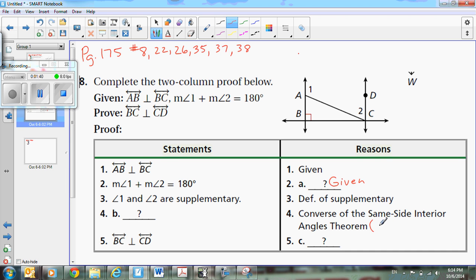shorthand of the theorem. So the converse of the same side interior angles theorem says if we have same side interior angles supplementary, we may conclude that we have parallel lines. So we've just shown that we have these same side interior angles supplementary. So what are the two lines that we are concluding must be parallel? Well, that would be line AB and line CD. So your statement in step 4 should be that line AB, remember we name a line by 2 points on the line and the line symbol above it, is parallel to line CD.